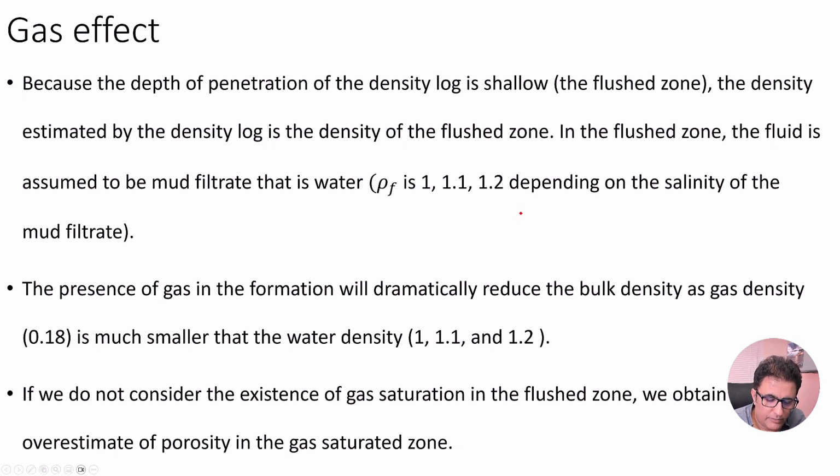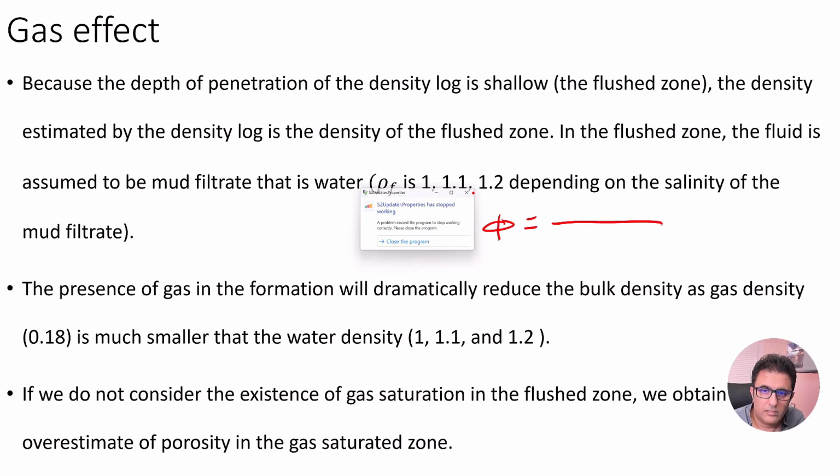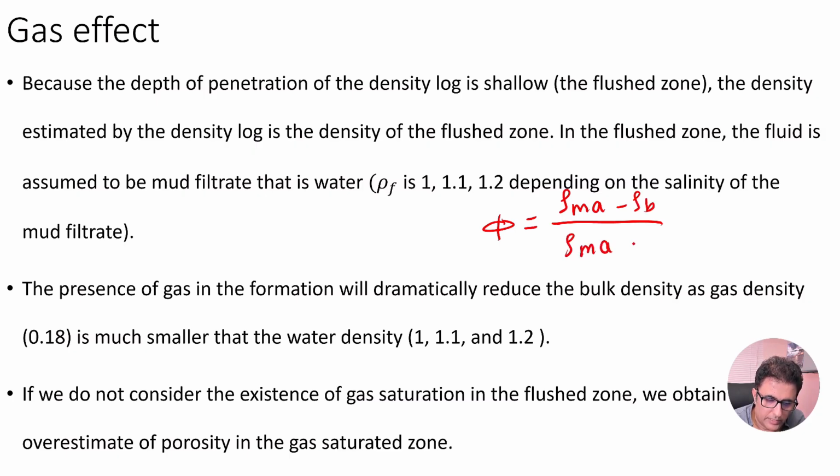The problem is that if you look at the equation here, phi is equal to (rho ma minus rho b) over (rho ma minus rho f). If we have gas saturation in the formation, it means that the bulk density will be very, very low. So if we wrongly assume the fluid density to be 1, in that case, we're going to obtain a very, very large overestimation of the porosity.